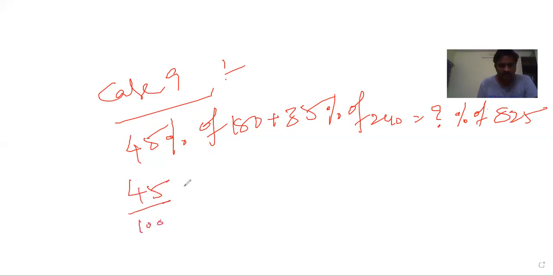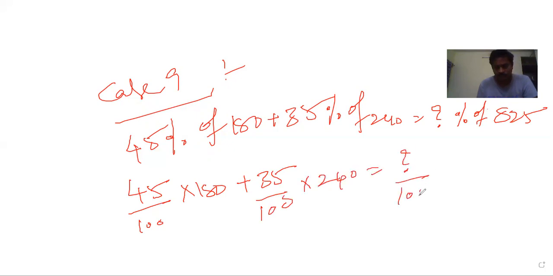45% means 45 by 100 into 180 plus 35% means 35 by 100 into 240 equal to question mark percentage means question mark by 100 into 825. Now here we observe that divide by 100 is common in all these, so we cancel this one. Next, all these values are divisible by 5. So 5 9s are 45, 5 7s are 35, 5 1s are 5, 5 6s are 30, 5 5s are 25.